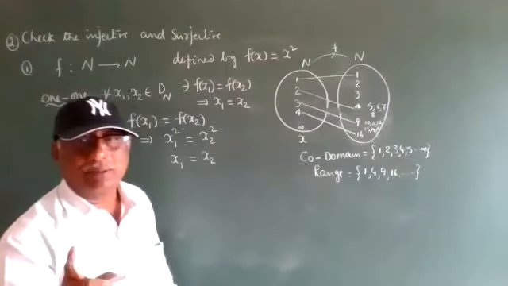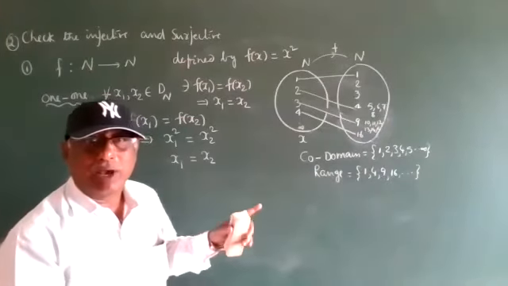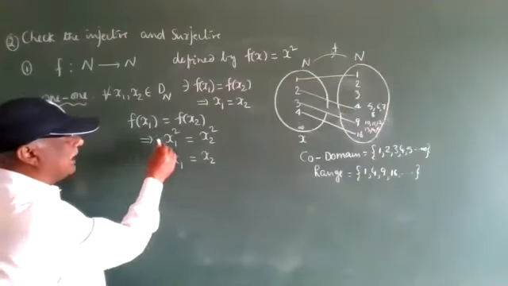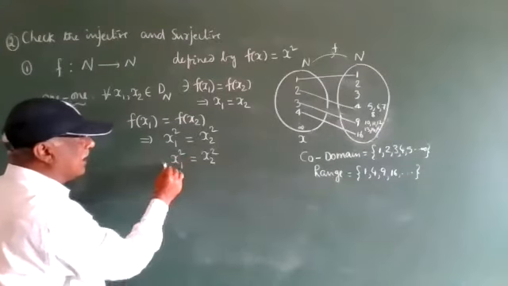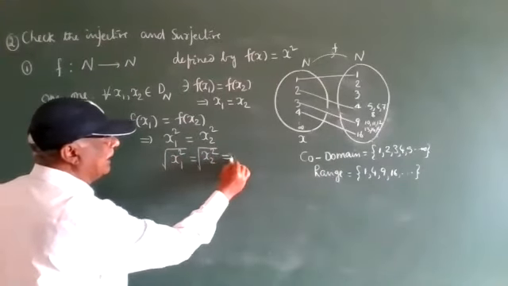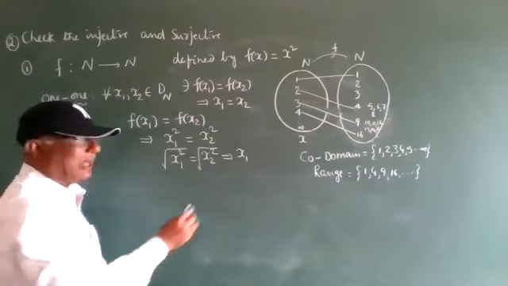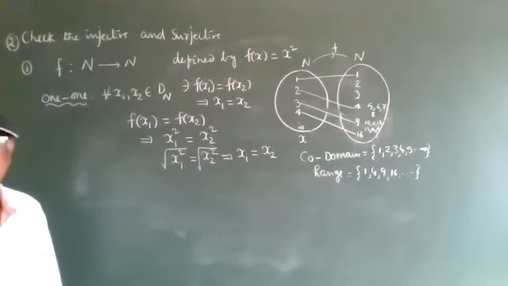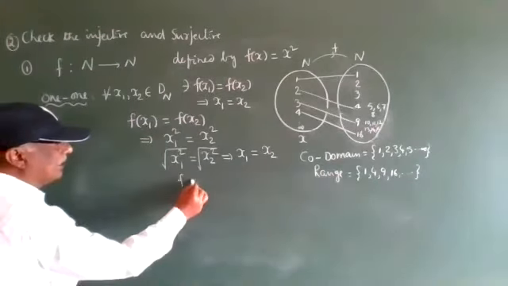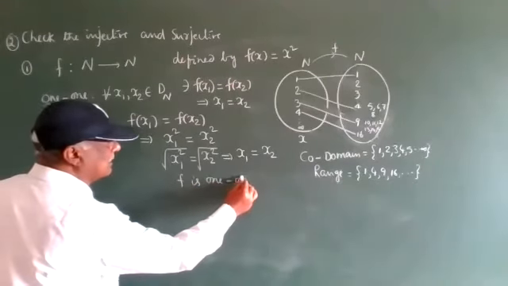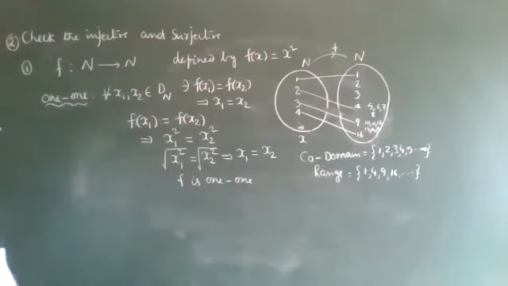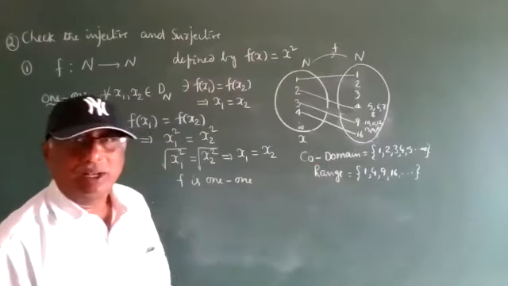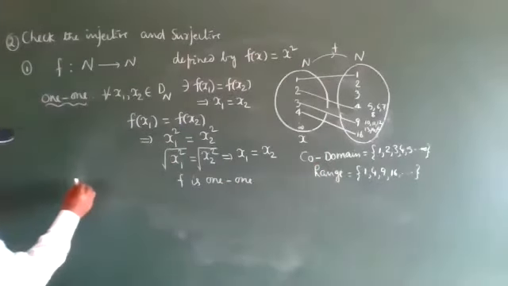x1 and x2 are natural numbers, and natural numbers never have negative values, only positive values. Taking the square root on both sides, we take only the positive value because these are natural numbers. Therefore, f is one-one. Now the onto check. Everyone see the onto. We already know that the codomain and range are not equal. So I will write onto. Everyone see.